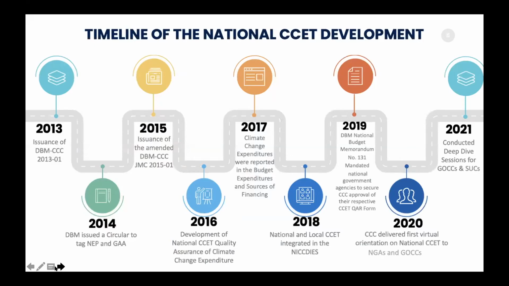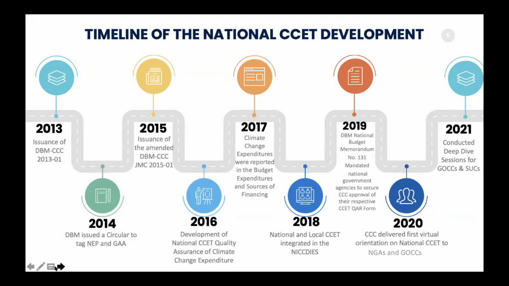So as mentioned a while ago, we issued the Joint Memo Circular. DBM and CCC issued the Joint Memo Circular in 2013, which provides the guidelines on how to tag, and also provides the typologies or a menu of programs to guide agencies in tagging their climate programs. DBM in 2014 issued a circular to tag the NEP and GAA because before we only tagged climate programs during the agency request phase.